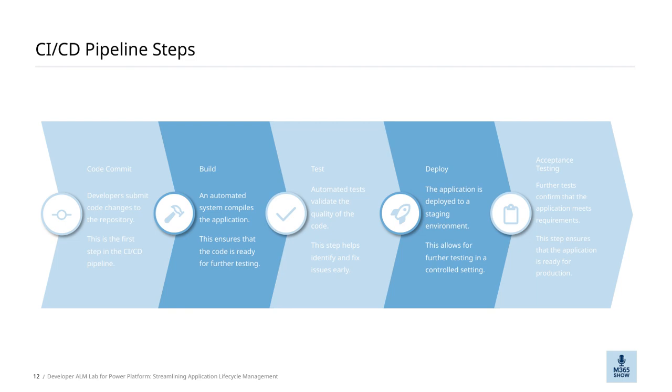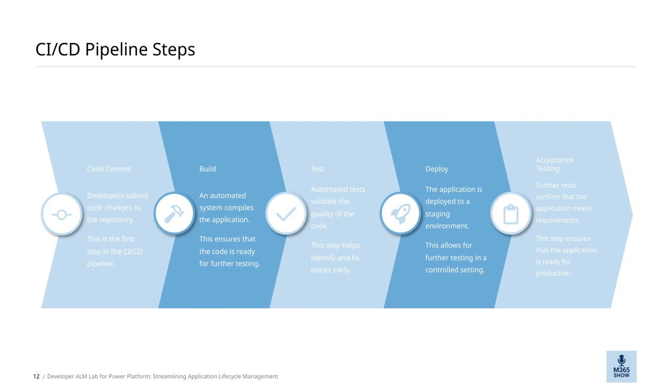This allows us to perform additional testing in a controlled environment, giving us confidence that everything functions as intended before going live. Following that, we have the deployment step. Automated tests come into play here, validating the overall quality of the code. These tests are essential because they help us catch and fix issues early in the process, saving time and resources down the line. Before deployment, the application is built through an automated system that compiles the code.